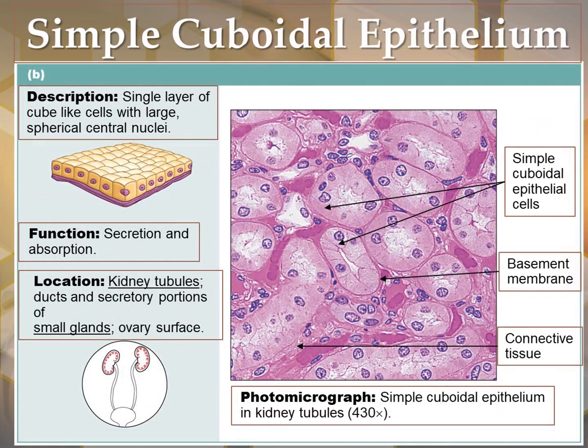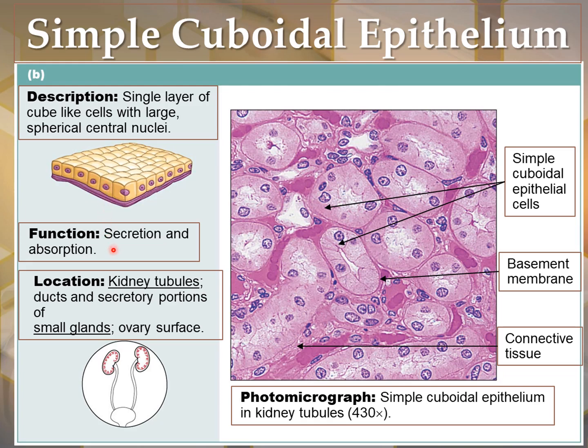Our next type of epithelial tissue is simple cuboidal. So we said these guys look like cubes. So it's a single layer because it's simple. And it has these cuboidal cells with a very central spherical nuclei. So the nucleus sits kind of right in the middle of the cell. And these guys are for secretion and absorption. So things are going to be secreting out or absorbing in.